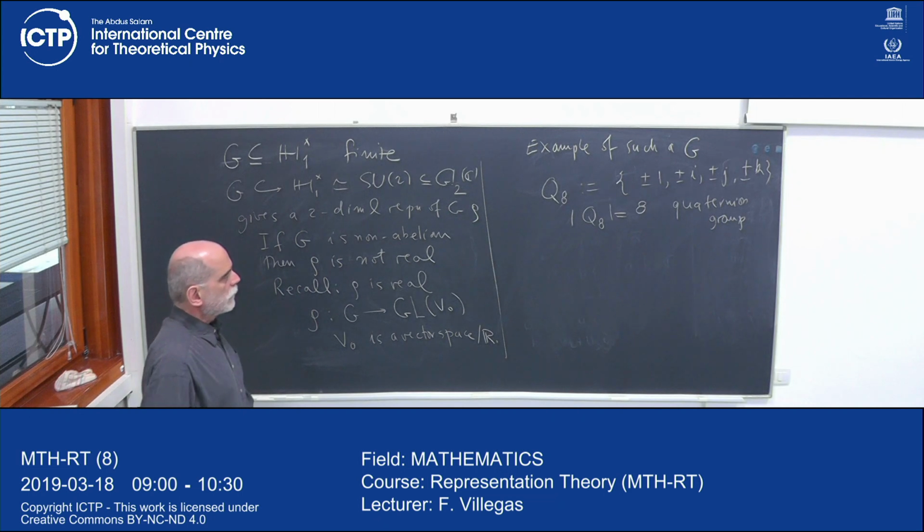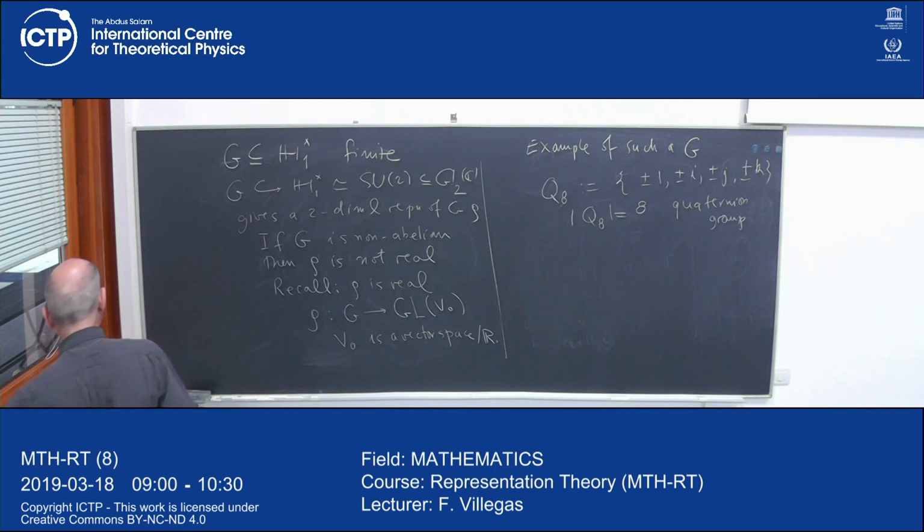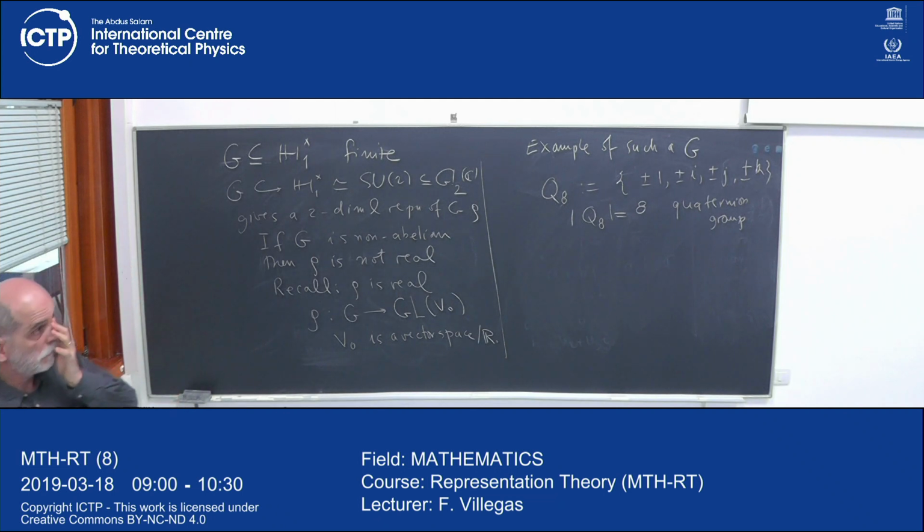I think in physics the matrices you get are called Pauli matrices. They come up in physics.